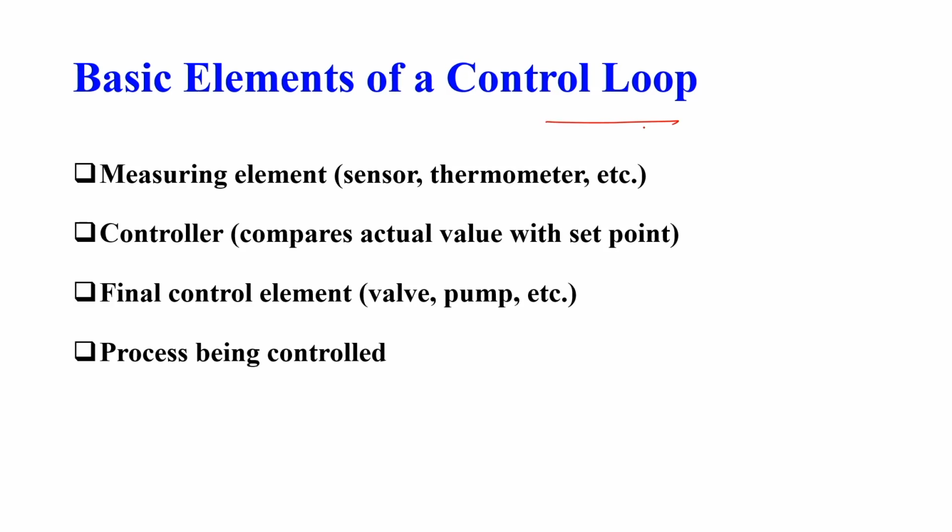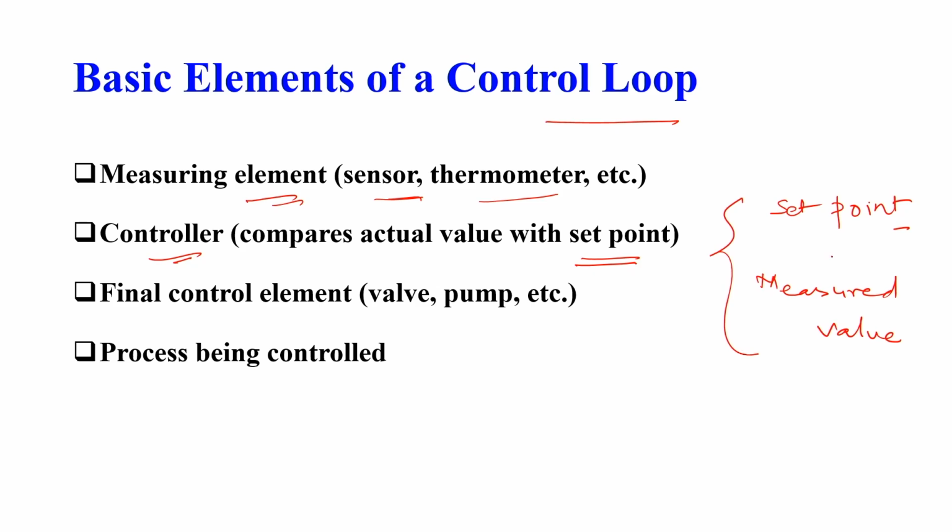So, when we see any control loop, there are going to be four elements. First is your measuring element, for example sensors, and if it is temperature, let us say a thermometer. Then this information will go to the controller. The controller will compare this value with a set point. What you have to do? We have to set a set point, or your desired parameter, and the instrument gives a measured value, and the difference between these two, set point minus measured value, you can say is the error.